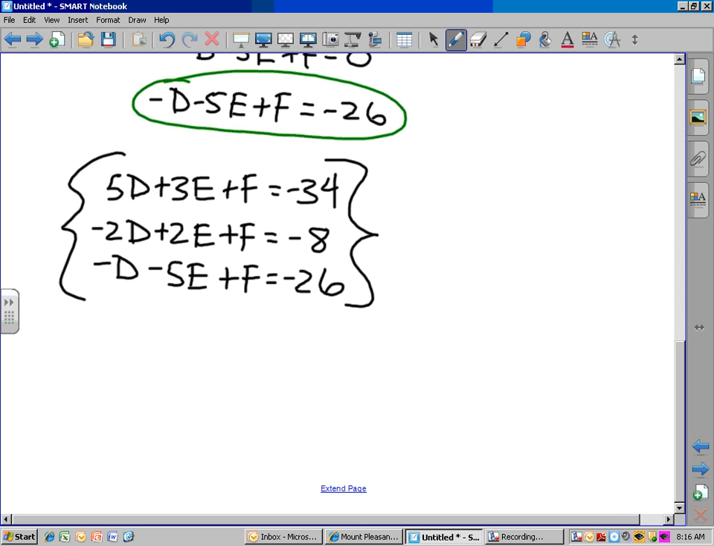So what are our numbers? We're simply going to put in the coefficients. 5, 3, 1, and negative 34. Negative 2, 2, 1, and negative 8. Negative 1, negative 5, 1, and negative 26.